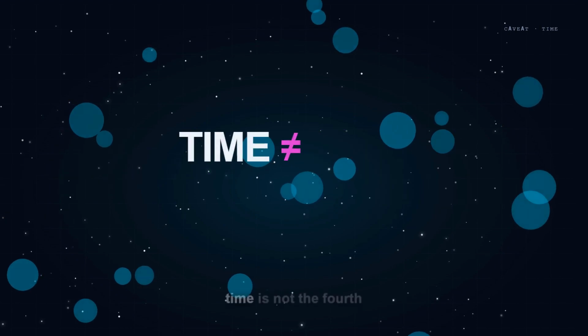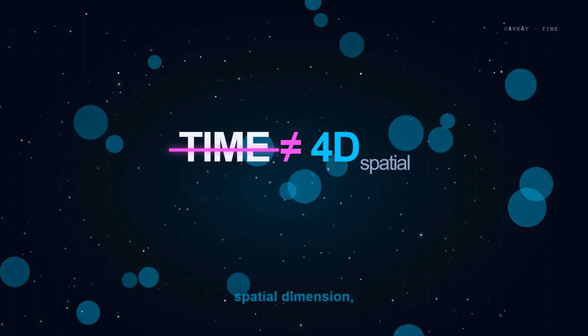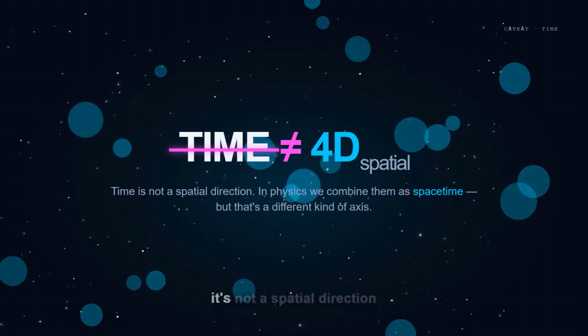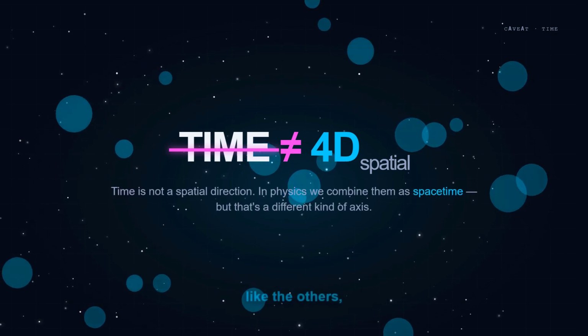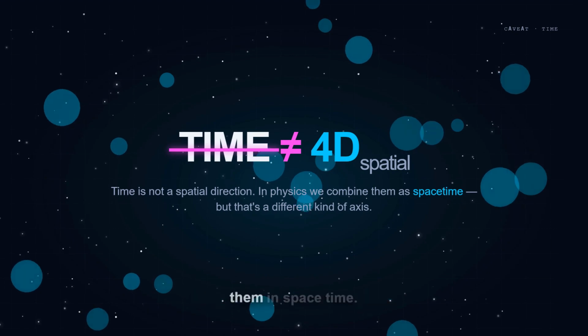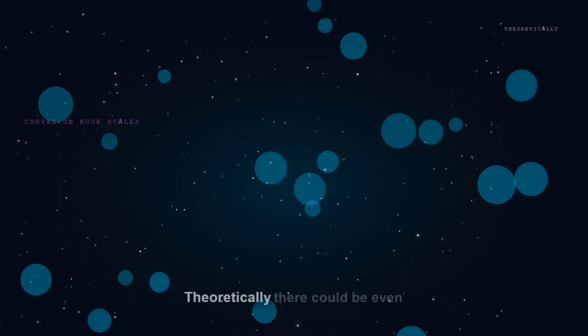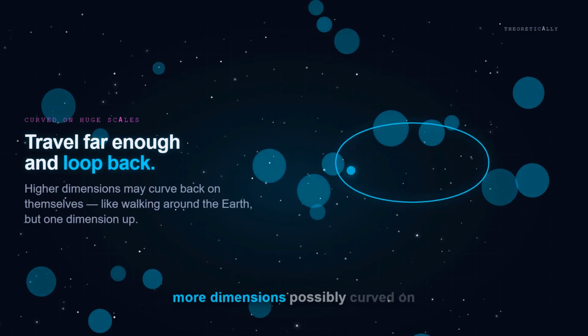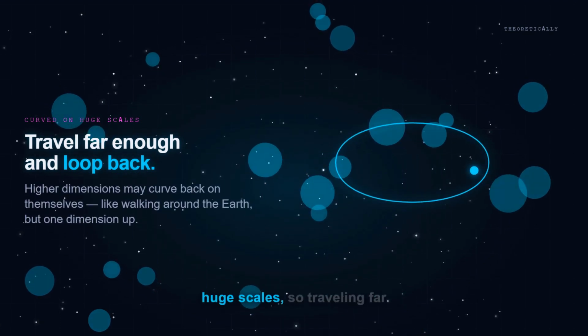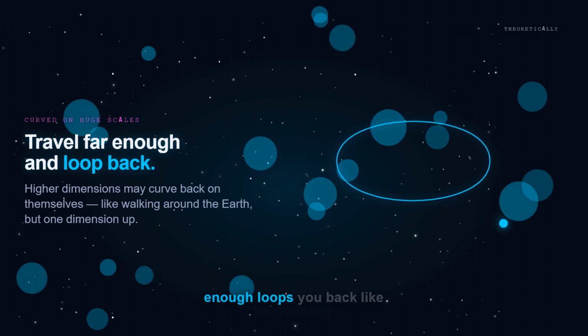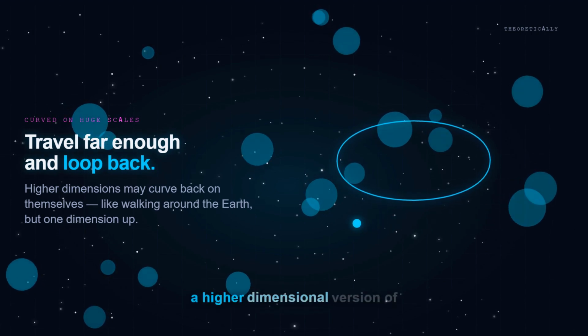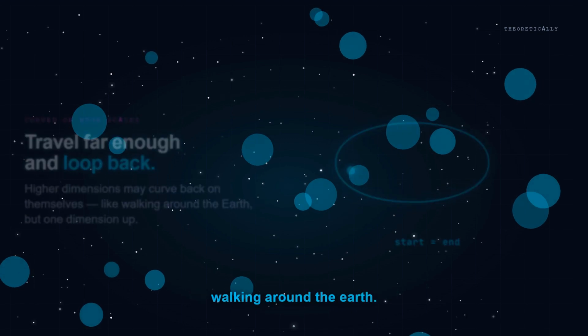Quick note: time is not the fourth spatial dimension. Time is different. It's not a spatial direction like the others, though in physics we combine them in space-time. Theoretically, there could be even more dimensions, possibly curved on huge scales, so traveling far enough loops you back, like a higher dimensional version of walking around the Earth.